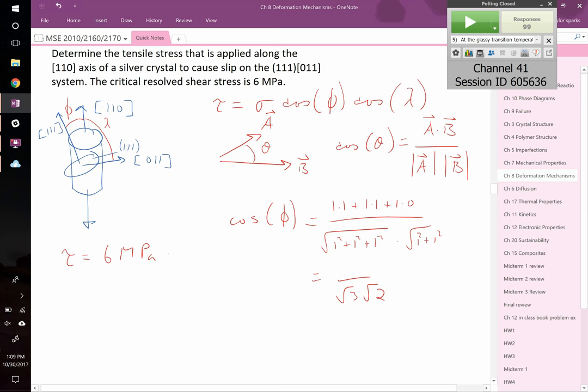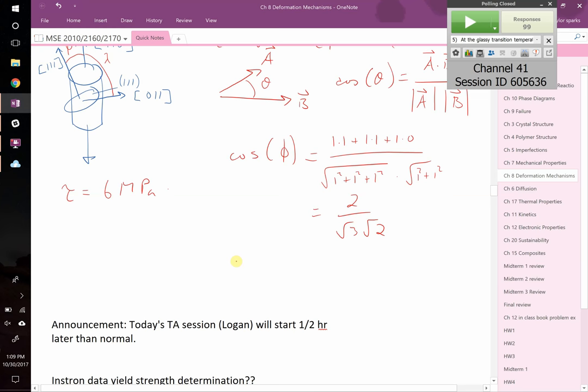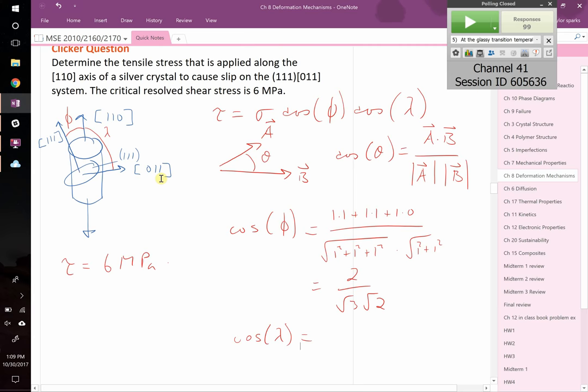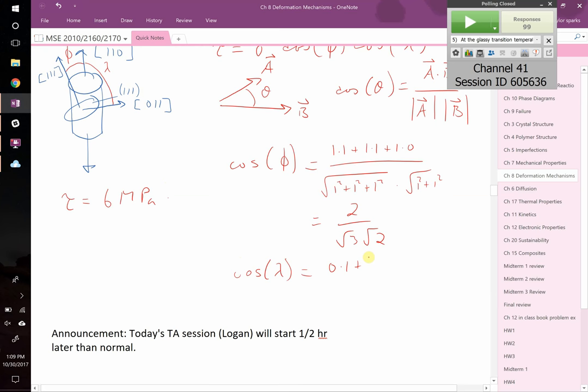Let's do cosine of lambda now. It's going to be between the slip direction, the 011, and the loading direction, the 110. So start with the dot product. It's going to be 0 times 1 plus 1 times 1 plus 0 times 1. So that's just 1 in the numerator there. And then in the denominator, we're going to do the length of that vector, which is square root of 2, times the square root of 2. So this is just 1 over square root of 2 times square root of 2. Okay? So if you plug those in, this term right here, 2 over root 3 root 2, and then this one being 1 over root 2 root 2. Let's plug that in and see what the answer is.